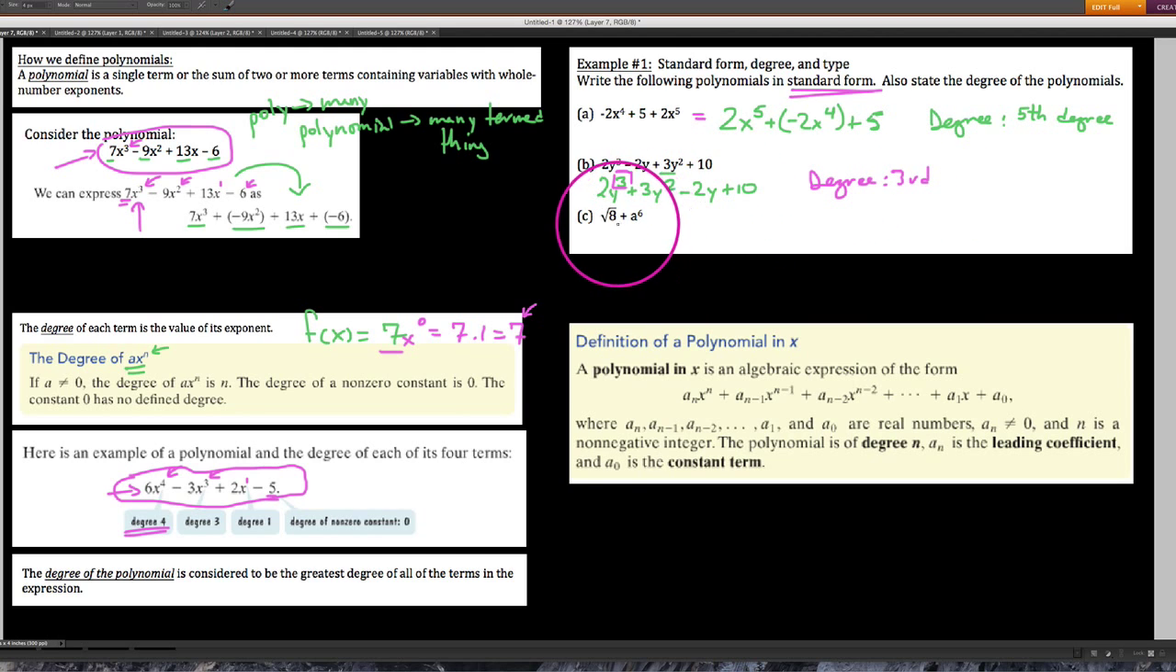Okay, and then last but not least, the square root of 8 plus a to the 6th. This is a polynomial in the variable a. But we'd say this is really a to the 6th plus the square root of 8. Now, square root of 8 is not a variable. This is a constant, so this would be a 0th degree term. This is a 6th degree term. So again, we do want to list the degree of these polynomials. Because it has 2 terms, this is, of course, a 6th degree polynomial.